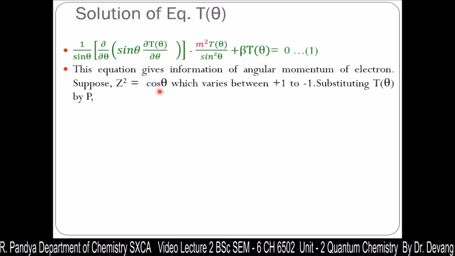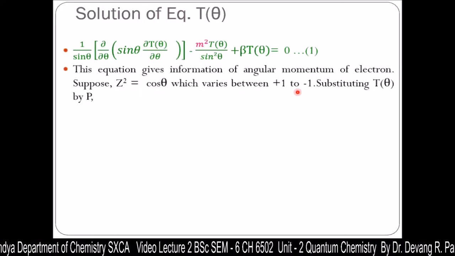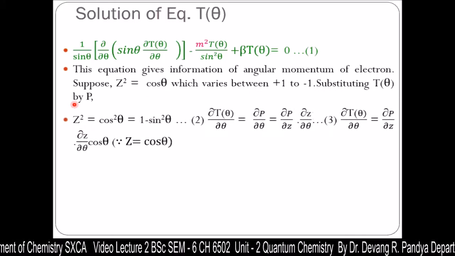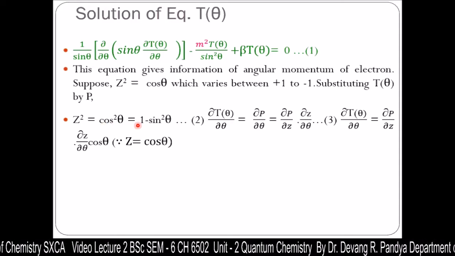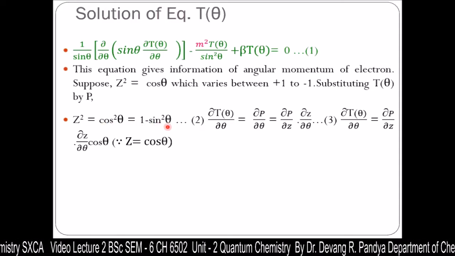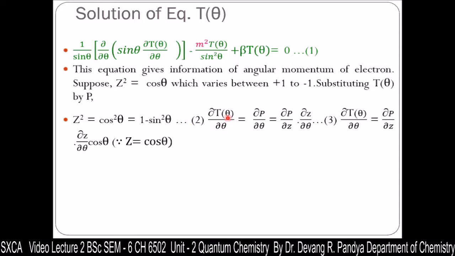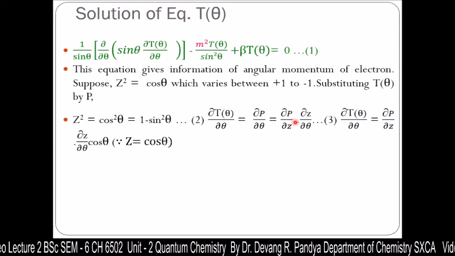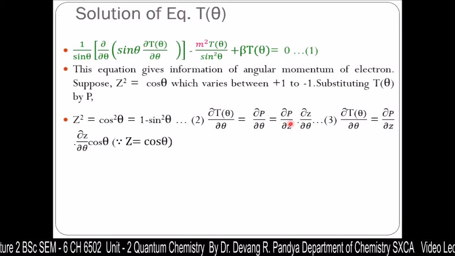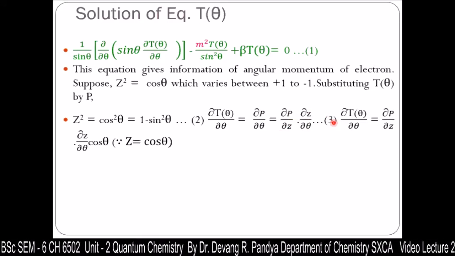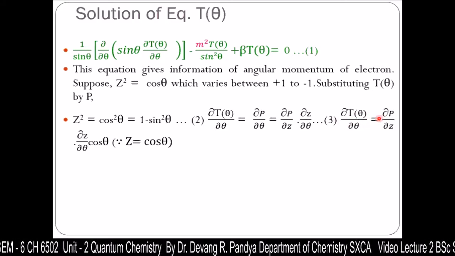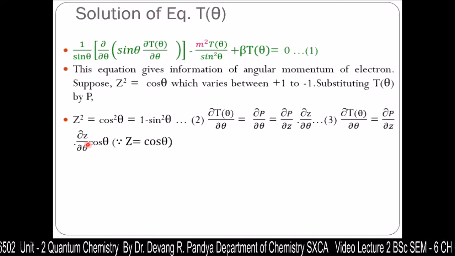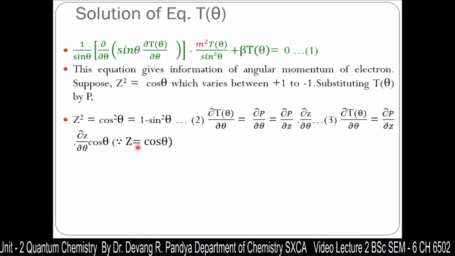Suppose z is equal to cos theta, which varies between +1 to -1. Substituting T(theta) by P, we are going to get z square is equal to cos square theta, and that is represented as 1 minus sin square theta, that is equation 2. dT(theta) by d theta is equal to dP by d theta, dP by dz into dz by d theta, that is equation 3. So dT(theta) by d theta is equal to dP by dz, and putting the value of dz by d theta from cos theta, we are going to get the equation for dT(theta) by d theta.